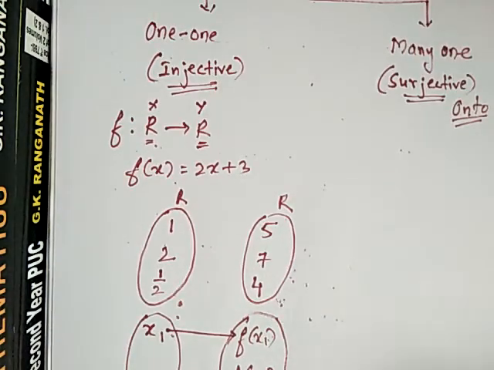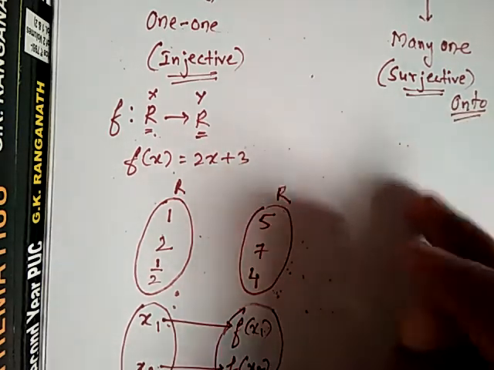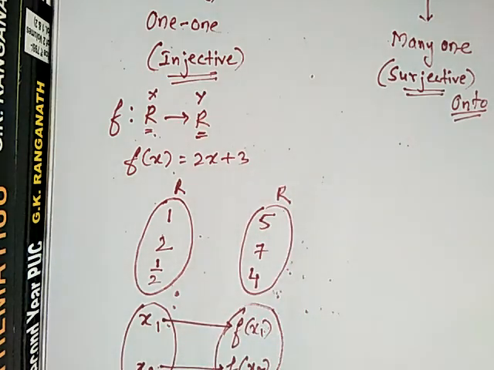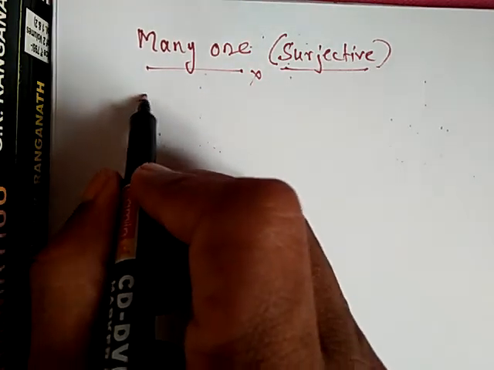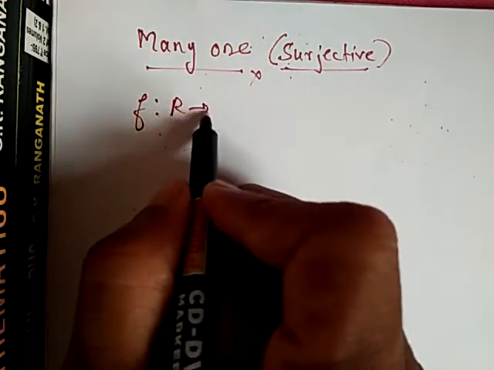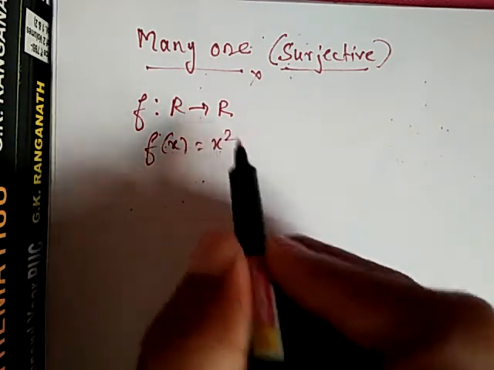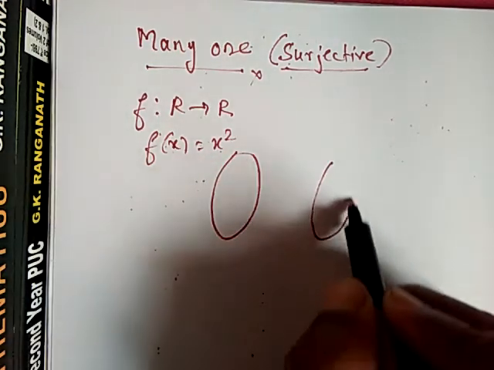We have now studied the one-one injective function. Now we will go for many-one, or the surjective, onto function. One example we will consider here is again a function from real to real. We will consider the function f of x is equal to x square. Then what happens? This is the domain and this is the codomain.